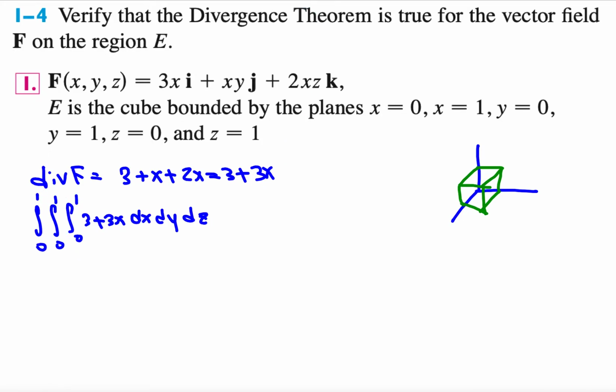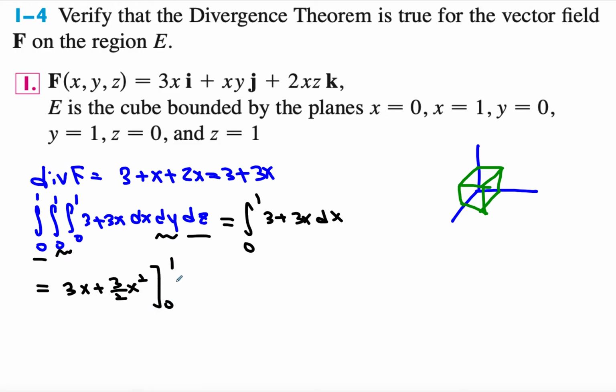You can easily see that dz from 0 to 1, where I don't have any z as a variable, is equal to 1. And dy also becomes 1. So this simplifies to the integral from 0 through 1 of 3 plus 3x dx. This equals 3x plus 3 over 2 x squared, where x goes from 0 through 1. Then we get 3 plus 3 over 2, and when you plug in 0, everything becomes 0. So we get 9 over 2 as the answer.